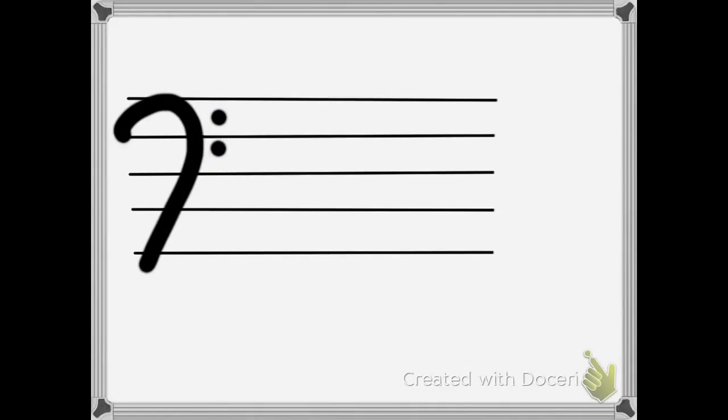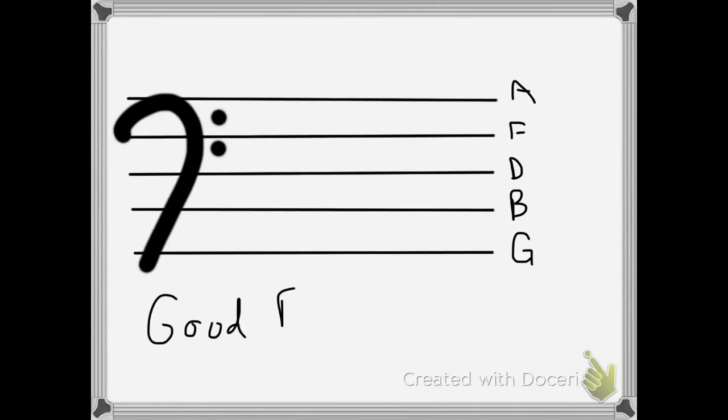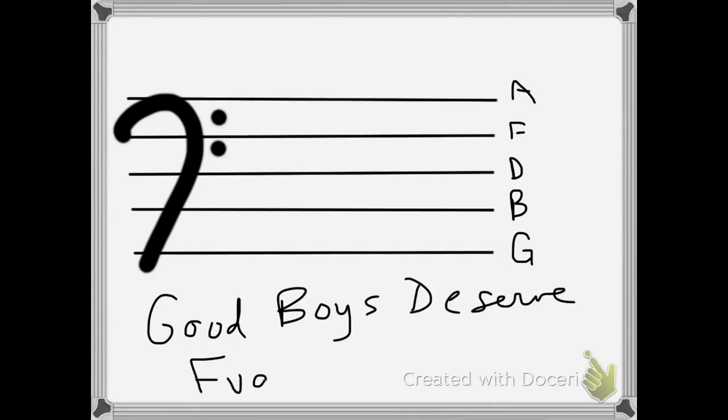The lines on the bass clef are easy to remember. We have G, B, D, F, A. Or, good boys deserve fudge always. G, B, D, F, A.